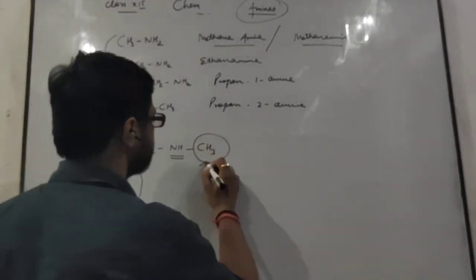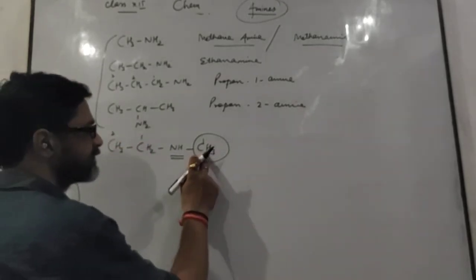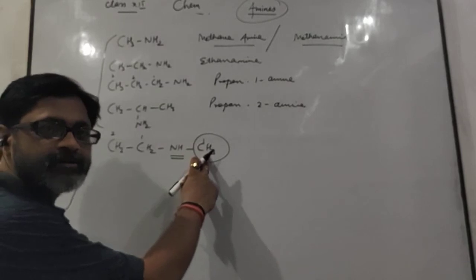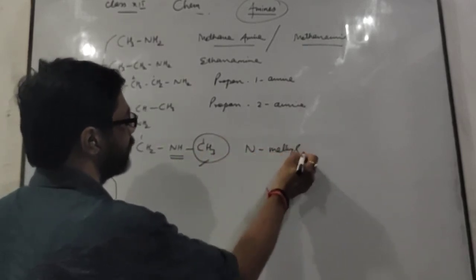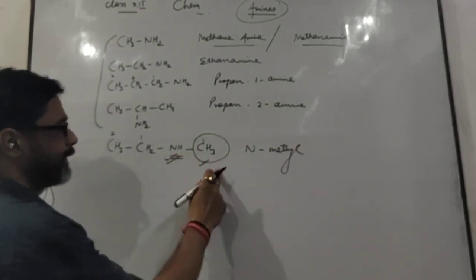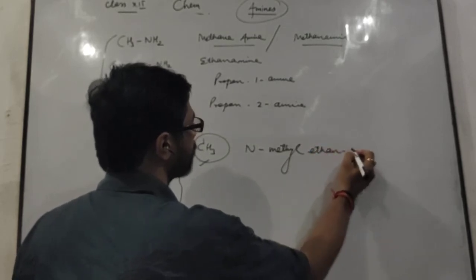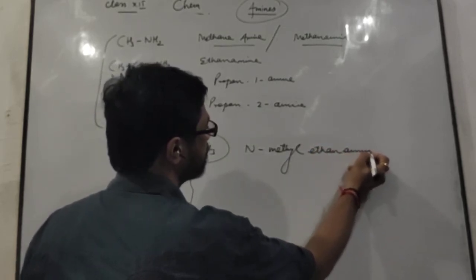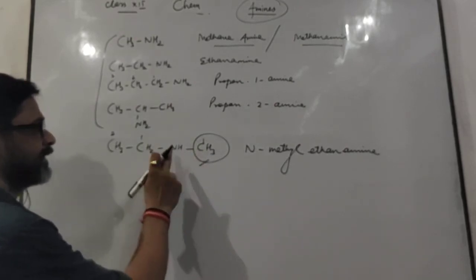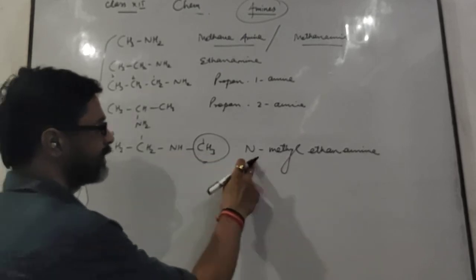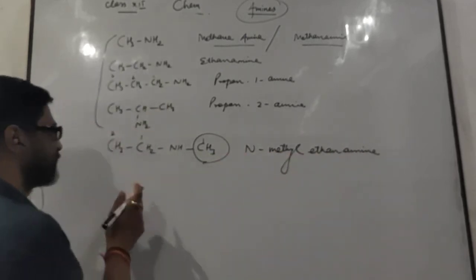You see that here only one carbon is present and here 2 carbons are present. Hence this carbon is written as side chain. Means it becomes N-methyl. N for this nitrogen atom, N-methyl. For 2 carbon atoms, you write ethane amine. This methyl is attached with this N. Hence you write N-methyl. And for 2 carbon atoms, ethane amine is written.